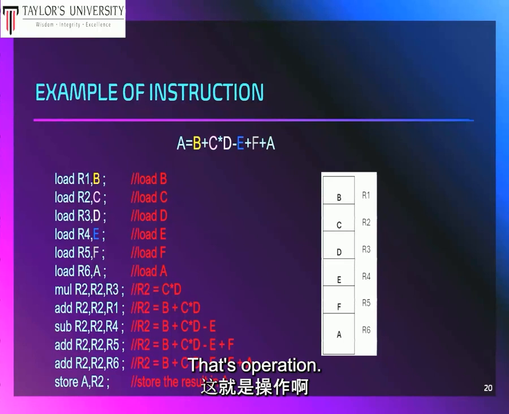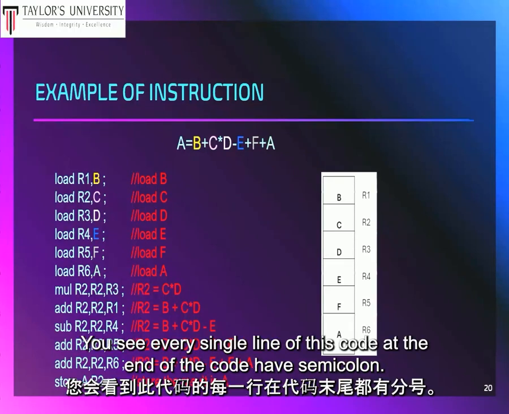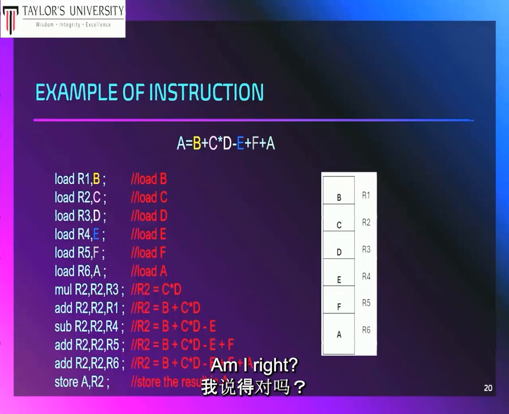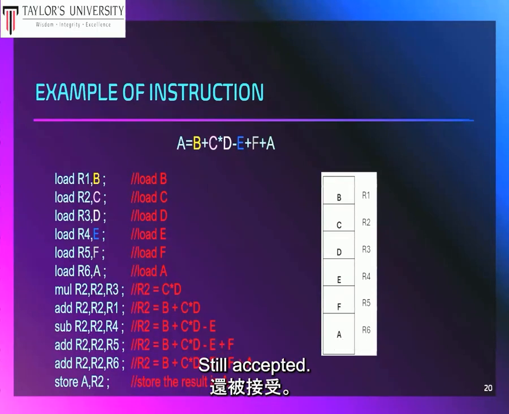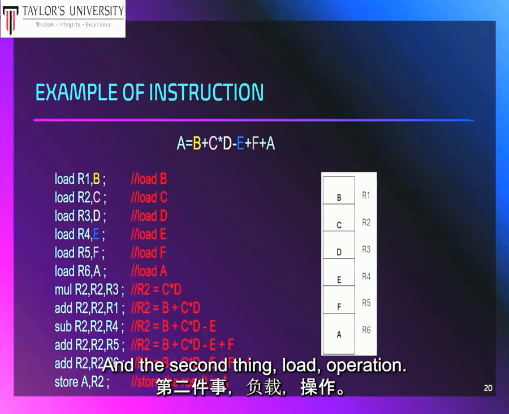Okay, that's the operation. You see every single line of this code has a semicolon at the end. Am I right? Is that compulsory? That's my question. No. You can have the semicolon or you can remove it. It's still accepted. When you compile and run, it's still workable.